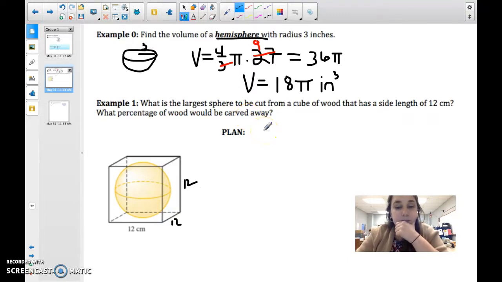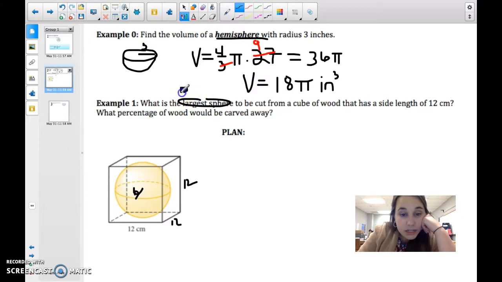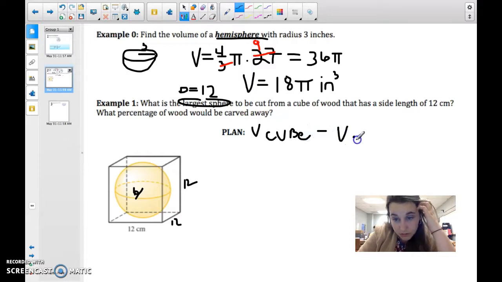So we need a plan. What is the largest sphere to be cut from a cube of wood? Well, if it's going to be in the center, it would have a radius of 6, right? 6 left, 6 right. That's as big as you could get. So the largest sphere will have a diameter of 12. What percentage of wood would be carved away? What we're going to do is find the volume of the cube and subtract the volume of the sphere.